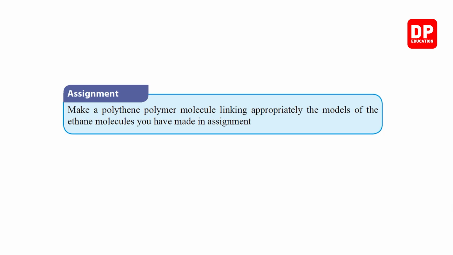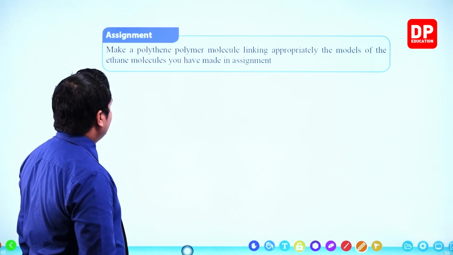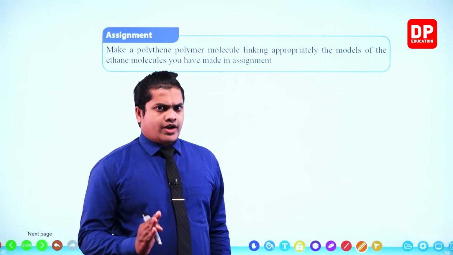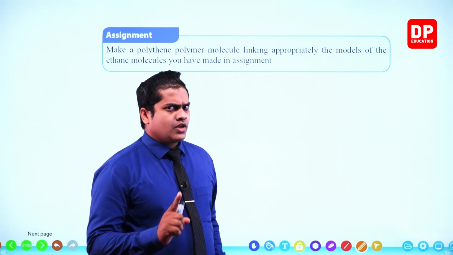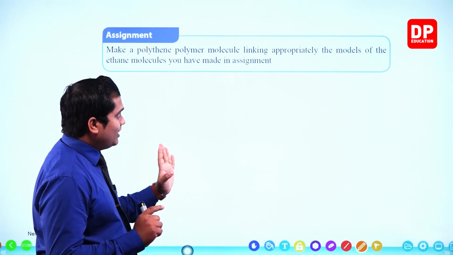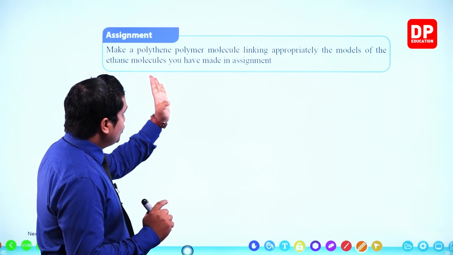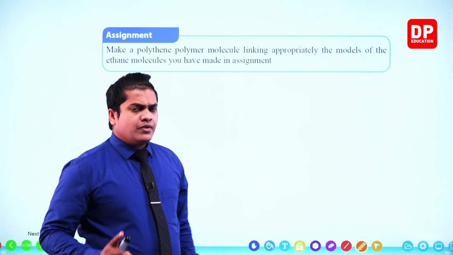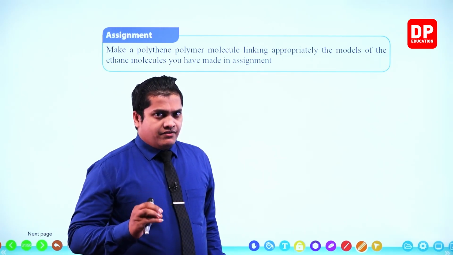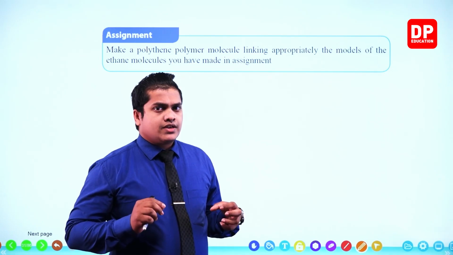So you are given an assignment. Make a polythene polymer molecule linking appropriately the models of the ethane molecules you have made in the assignment. Right. Now let's see what the assignment is, my dear children, once more. In the previous assignment, I think you can remember, we discussed and I told you that we need to follow up with the lesson part and we need to make the structures regarding the hydrocarbons.